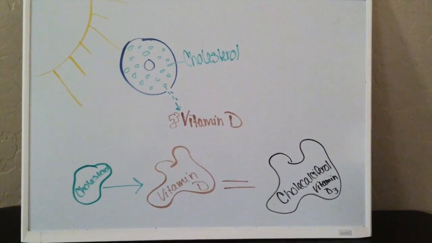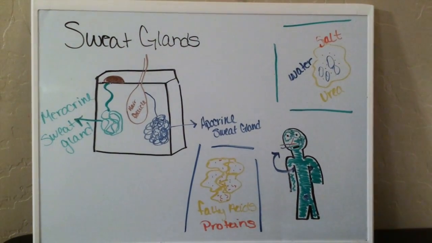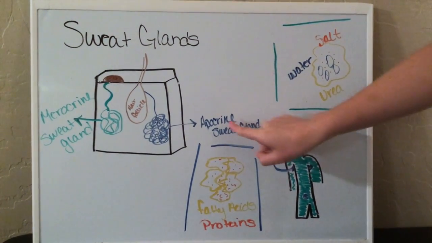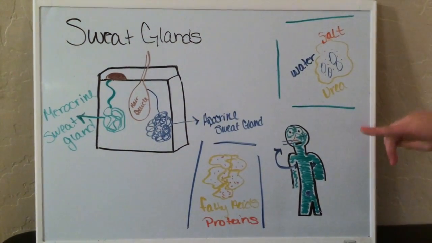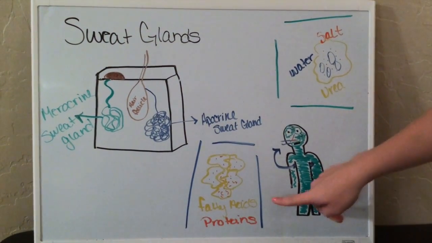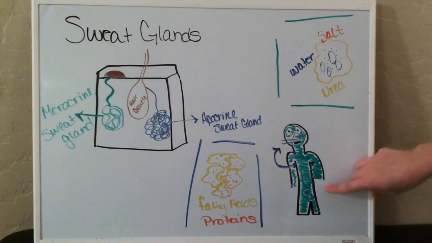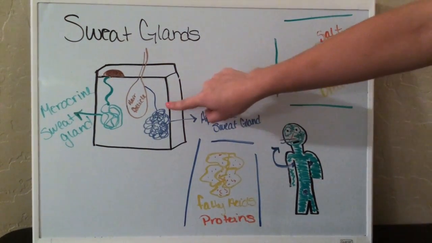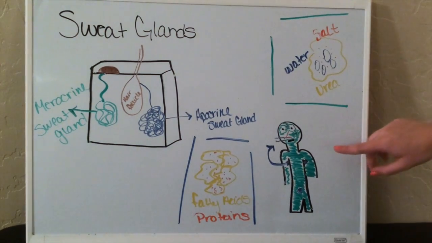Sweat glands. Sweat glands are located all over the body except for the nipples and genitalia. There are 2 types, apocrine sweat glands and merocrine sweat glands. Apocrine sweat glands are composed of fatty acids and proteins. They are common in the armpits and external genitalia regions. They open into the hair follicles and are odorless unless they are decomposed by bacteria.